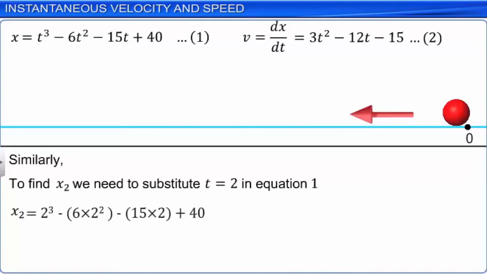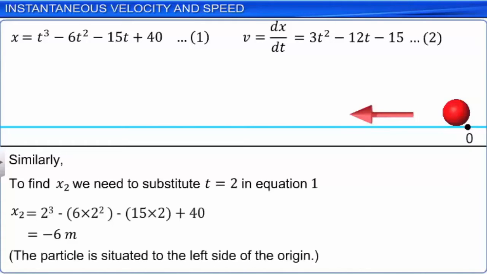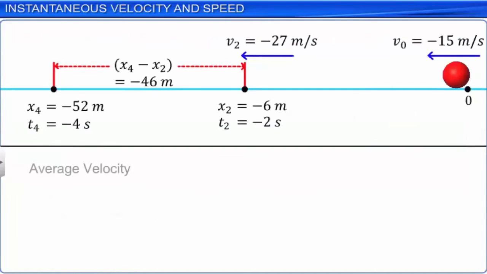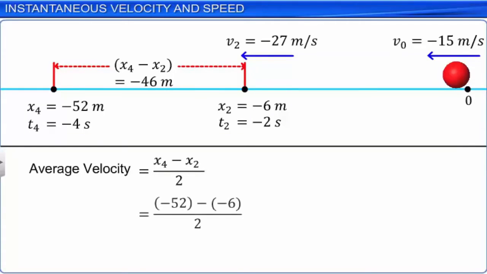Average velocity is equal to (x4 minus x2) by 2. Minus 52 minus of minus 6, by 2, is equal to minus 46 by 2, which is equal to minus 23 meters per second. Therefore, the average velocity between t is equal to 2 seconds and t is equal to 4 seconds is minus 23 meters per second.